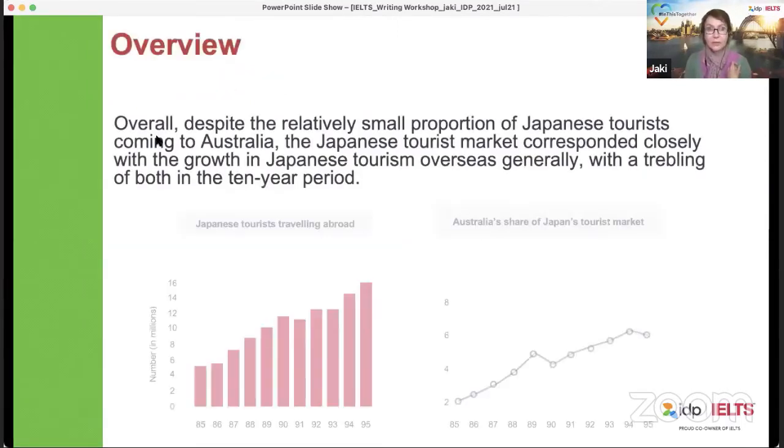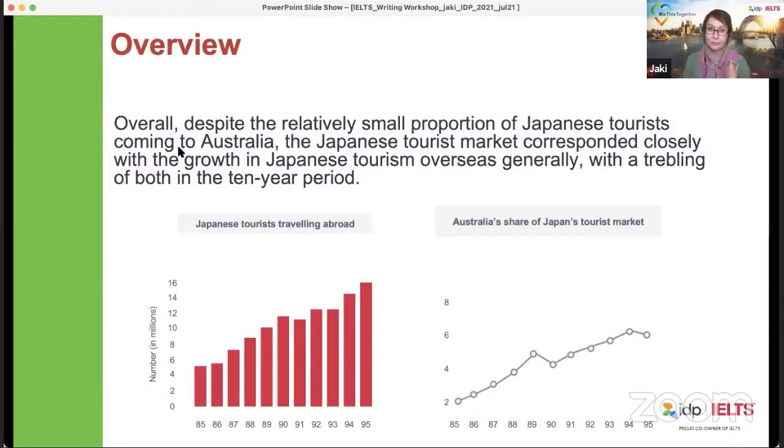So next we do the overview. So the next sentence should be the overview. What is the overview? Let me read it. Overall, despite relatively small proportion of Japanese tourists coming to Australia, the Japanese tourist market corresponded closely with the growth in Japanese tourism overseas generally, with a trebling of both in the 10-year period.